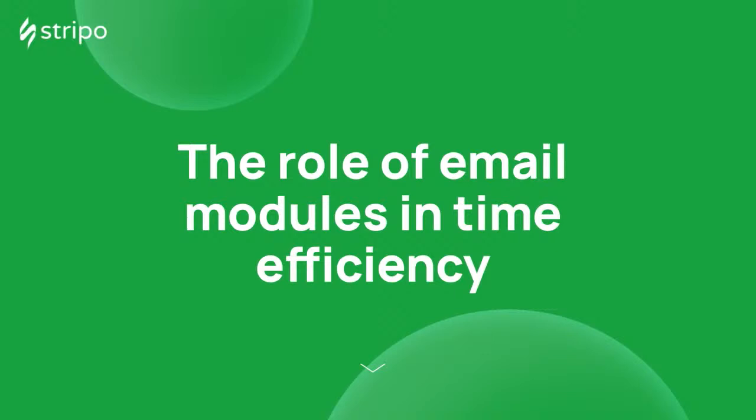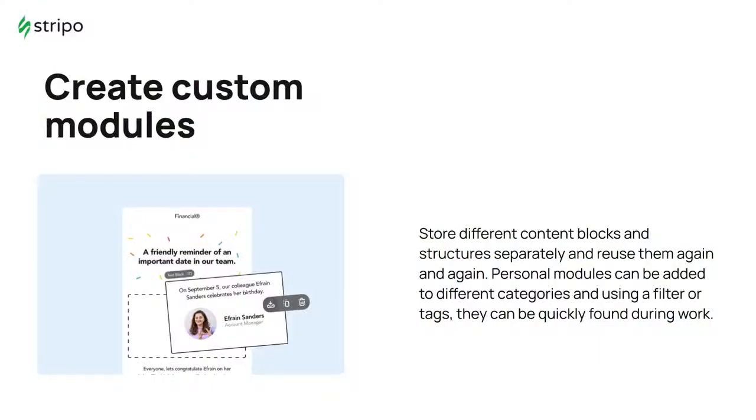And now we will move on to the features that I use the most and which really save me a lot of time and effort. These are models. The importance of the modular architecture is hard to overestimate because without it I would spend many times more time creating typical emails. How does it work? Create custom models. Store different content blocks and structures separately and reuse them again and again. Personal models can be added to different categories and, using a filter or tags, they can be quickly found during work.